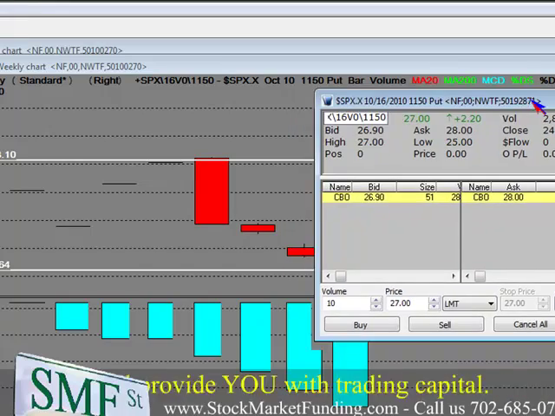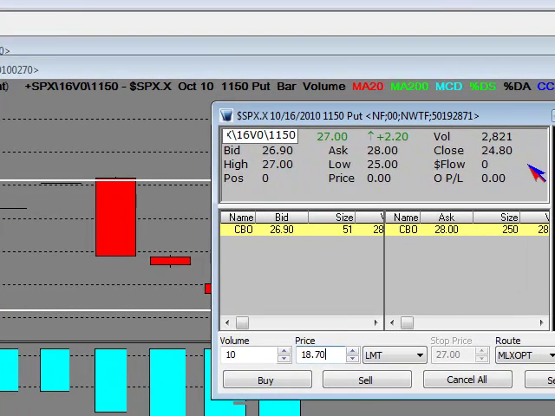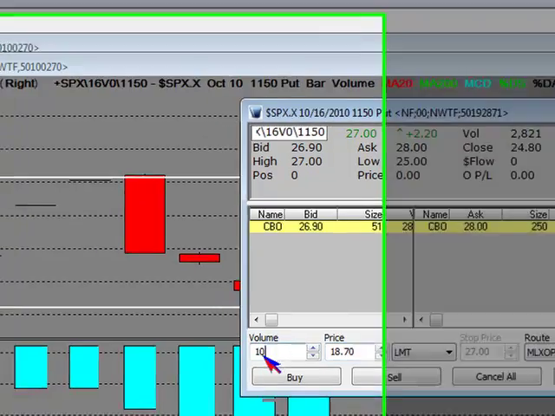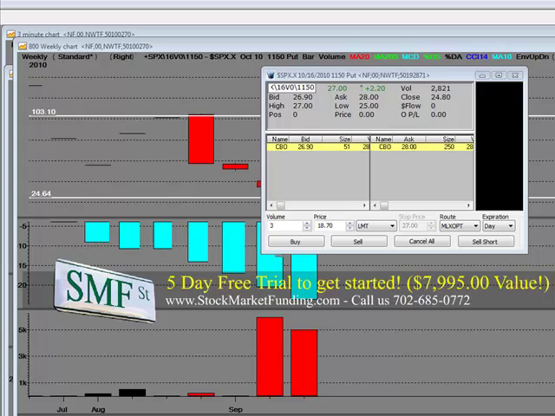So basically what I'm going to do right here, SMF Street, is go ahead and get down below the market in case we get any volatile pops. And I'm going to start my bids right here at 18.70. Okay. The high was $27. The close was $24.80. I'm going to bid total volume. I'm going to put the bid out here. I'm going to bid 3 right there.